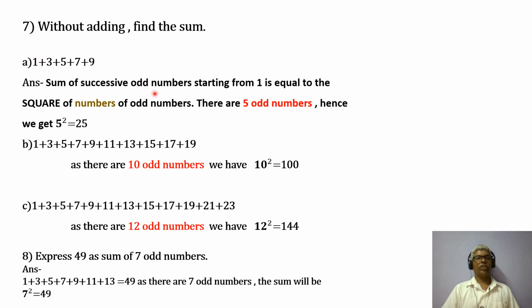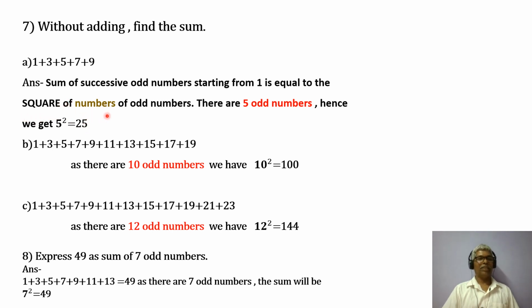So the sum of successive odd numbers starting from 1 is equal to, see, we are talking about the sum, is equal to the square of the number of odd numbers. That means how many numbers are taken for addition? In this case 5. So you have to count the numbers. Okay. There are 5. So this addition will be 5 square. There are 5 odd numbers, hence we get 5 square equal to 25. Okay. So this is one of the properties of square numbers.